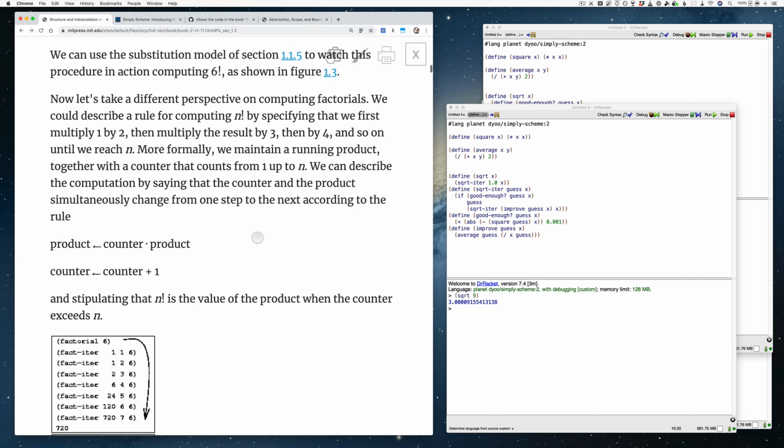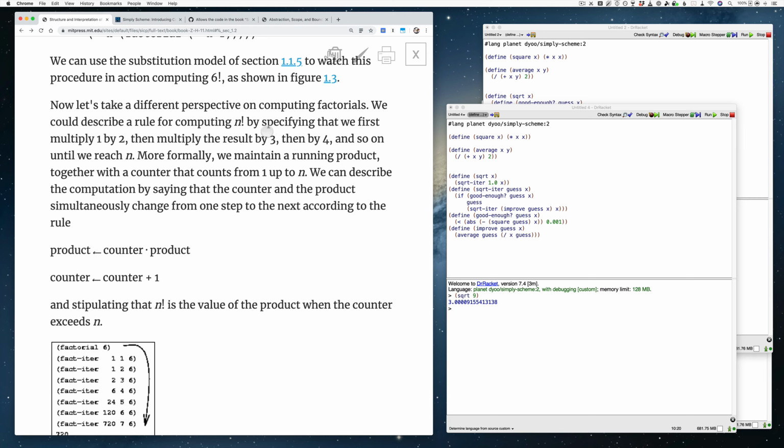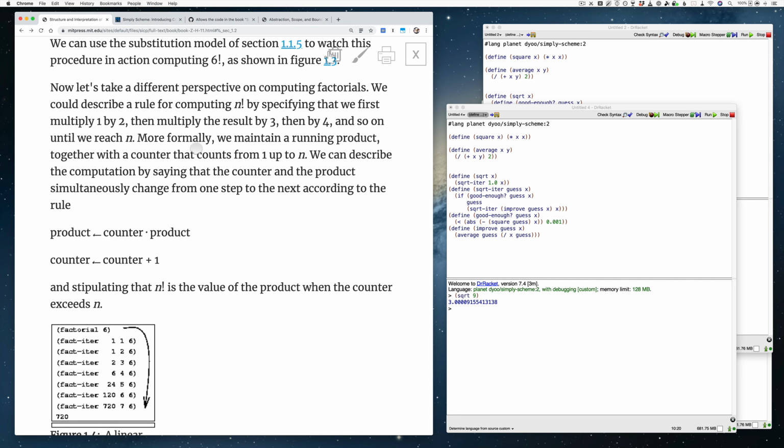So, right, you can describe a rule for computing n factorial by specifying that we first multiply 1 by 2, multiply the result by 3, then by 4, and so on. That's straightforward. More formally, we maintain a running product together with a counter that counts up from 1 up to n.